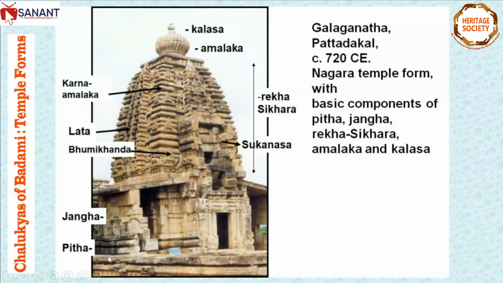You can see you have the Pitha at the base. The Jangha is the wall. Then this is actually the Rekha Shikhara, as we call it, from this point to this point. Amalaka is there, Kalasha is there, and in between you will have a kantha or neck portion. And these are special features of this Shikhara itself.